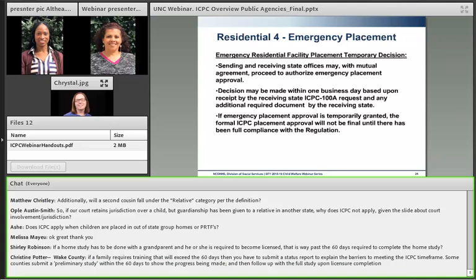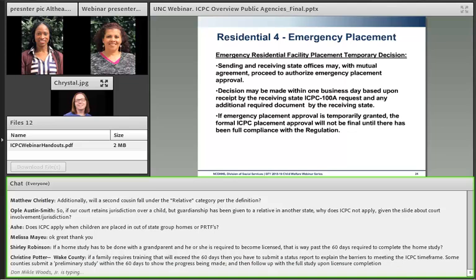Regulation 4 also covers emergency placements for residential care. We understand there are times when a child's placement in the PRTF becomes an emergency, and we try to accommodate those requests as best as we can. The decisions may be made within 1 business day as long as the referral that you send to our office is complete. When you're sending the emergency request, a few items to note is that clinical staff must make that recommendation for an emergency placement.